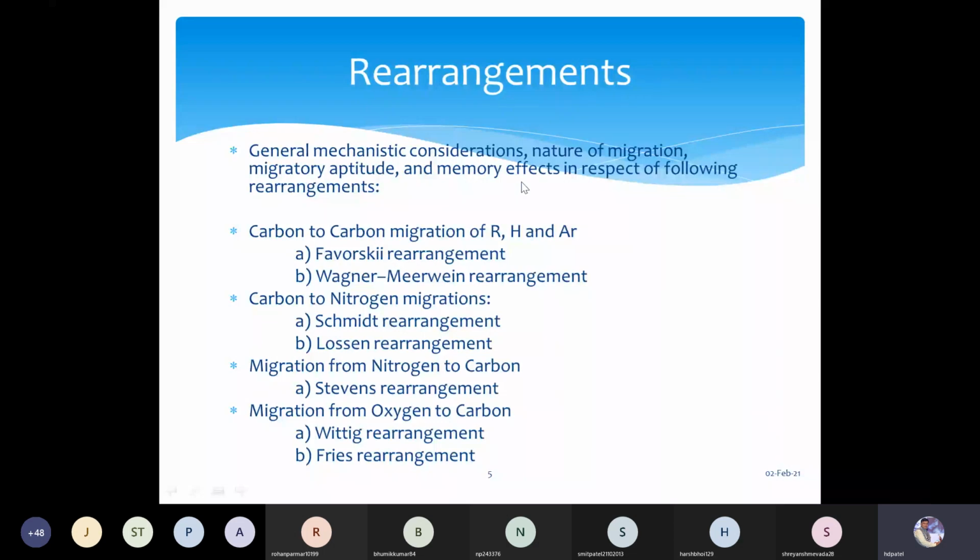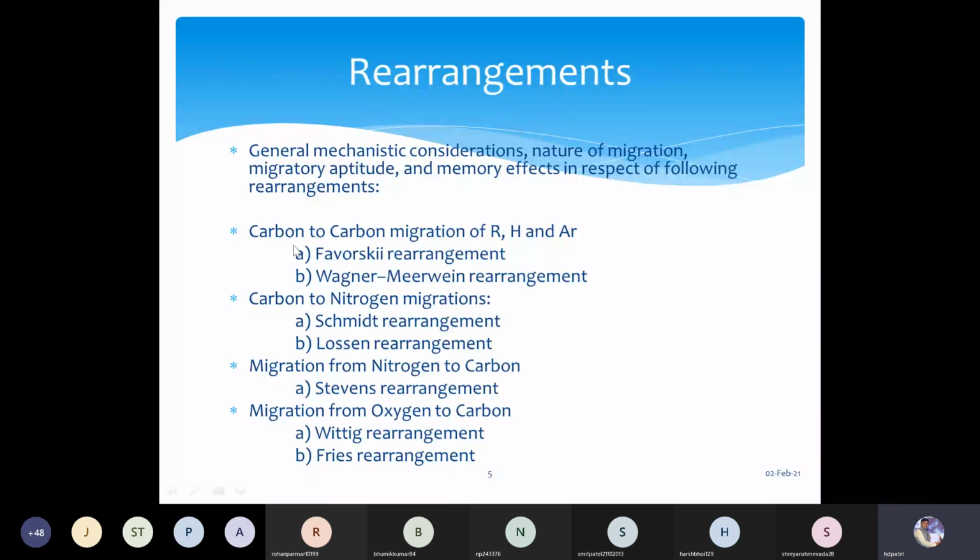And the last point is called memory effects with respect to the following rearrangement. Memory effects means which type of intermediate will form, how the migration will take place, and what kind of product will be formed. Each and every point we will discuss step by step.